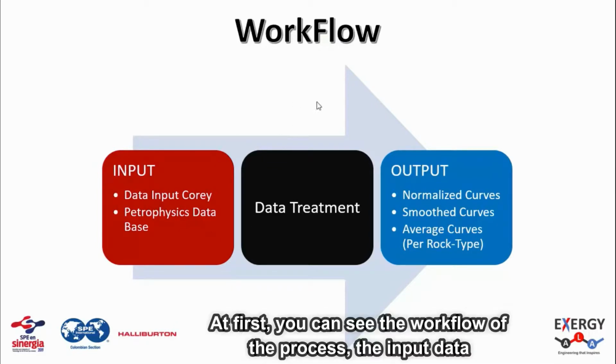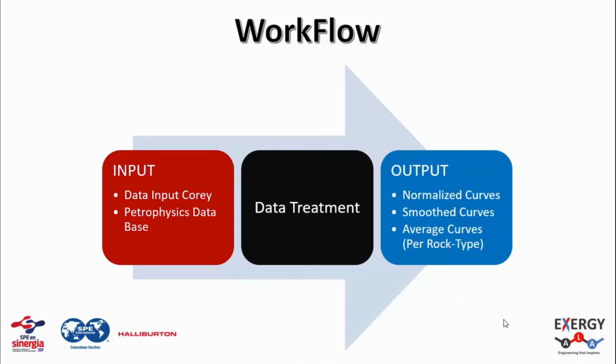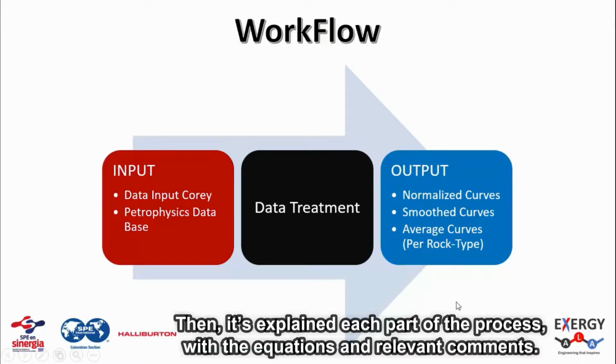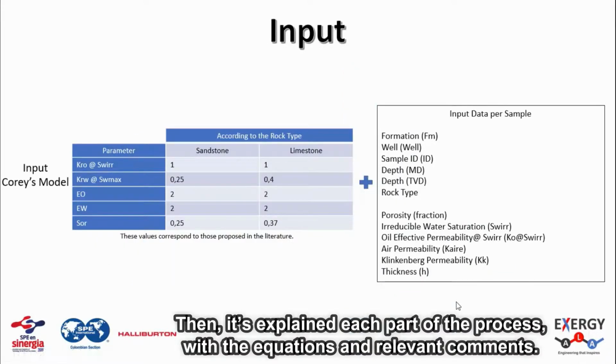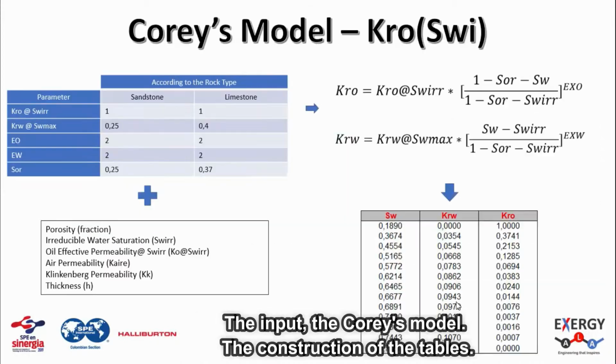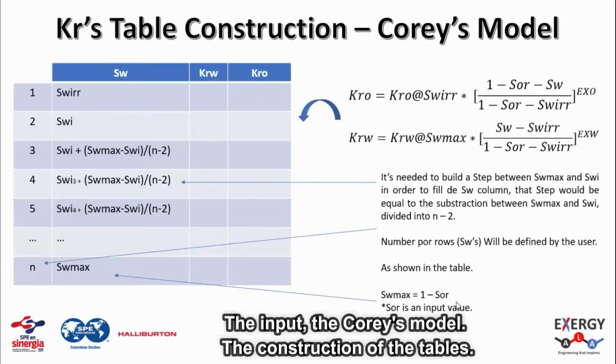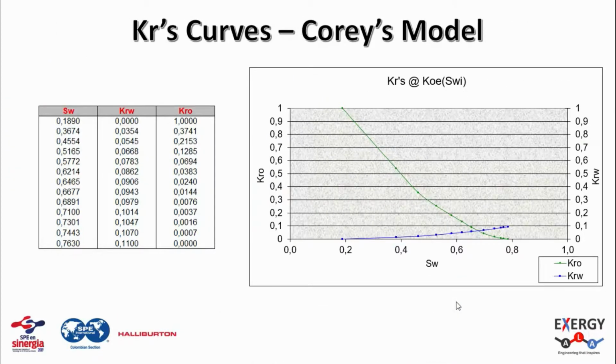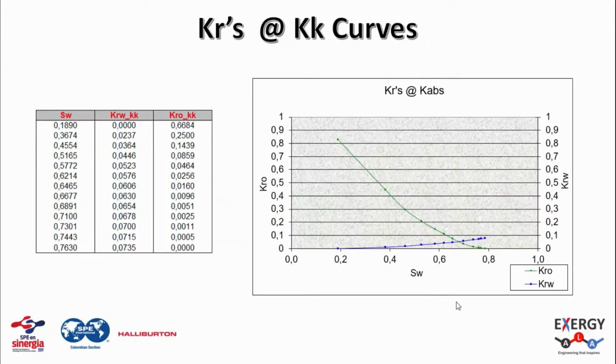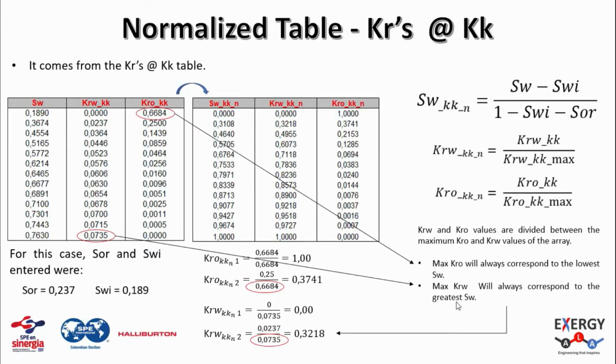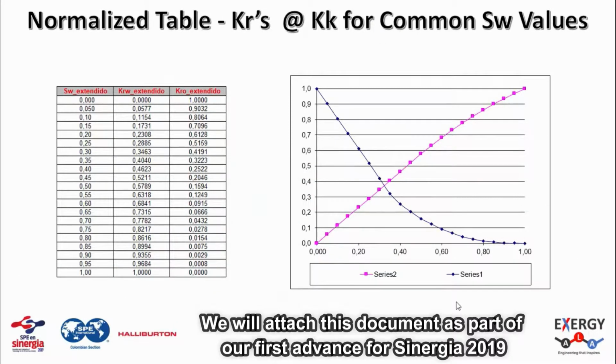At first, you can see here the workflow of the process, the input data and output data that we defined. Then each part of the process is explained with equations and relevant comments: the input, the Corey model, the construction of the tables, the curves, calculation types, the equations, comments, and we will attach this document as part of our first advance for Synergia 2019.